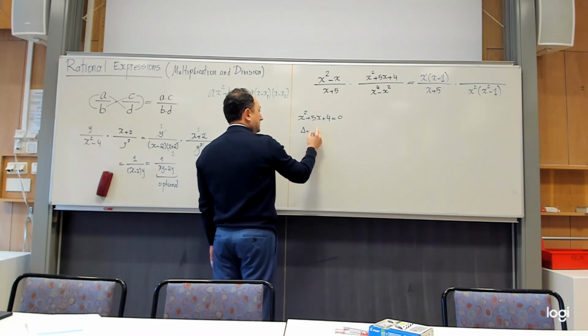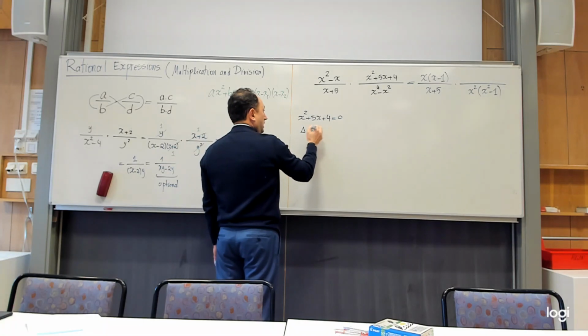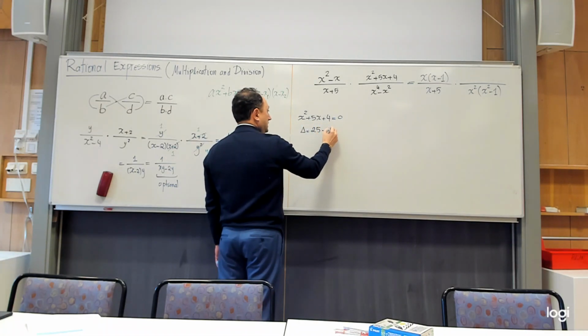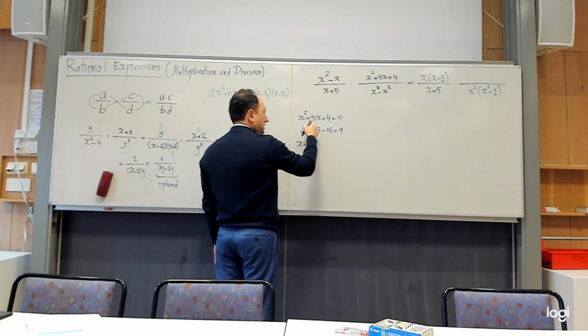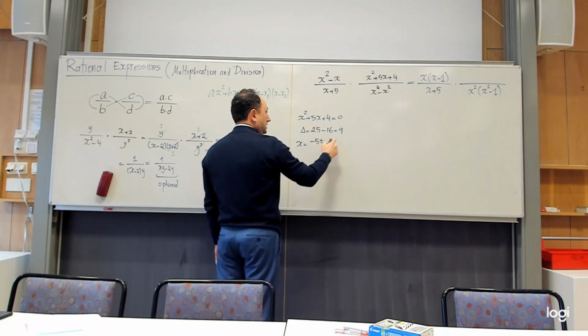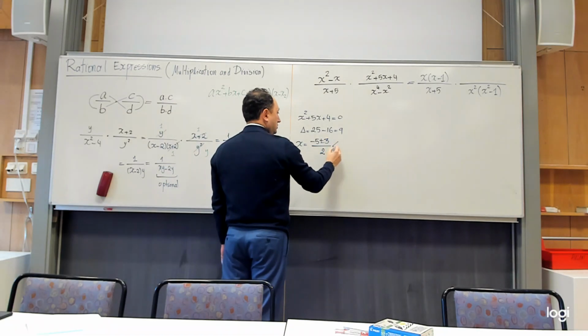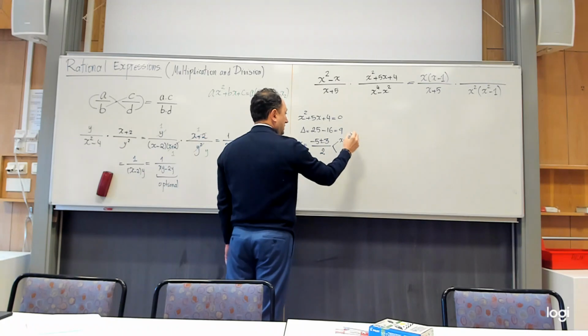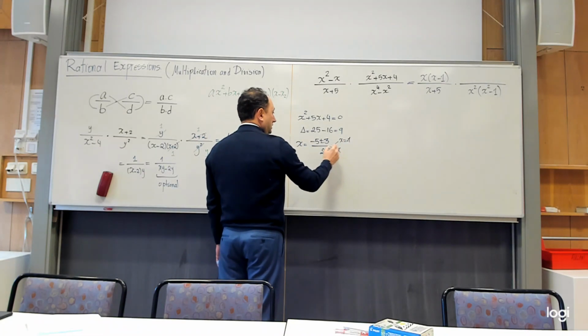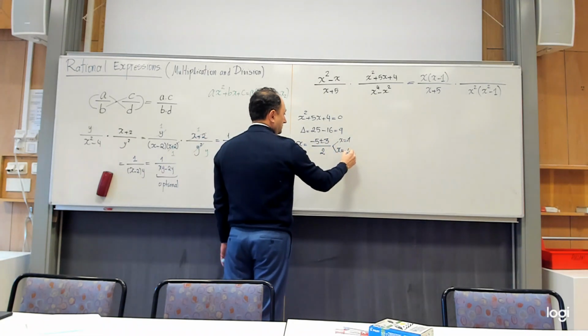So delta is 1 to the power 2, minus 4 times 1 times 4, which is 16, so it becomes 9. And then you write x is minus b plus or minus the square root of 9, which is 3, divided by 2 times a, which is 2. So I will get two roots. One root is minus 5 plus 3 divided by 2, which is minus 1. And the other one is minus 4, yes?